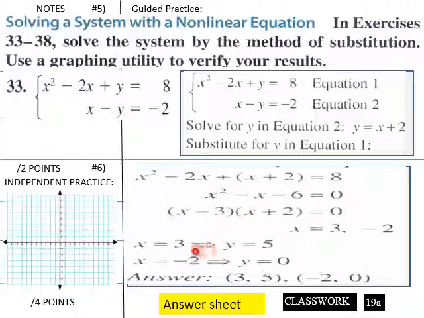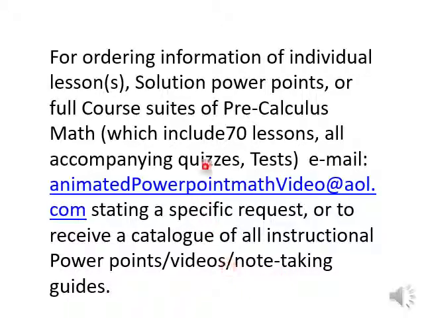And so when x equals 3, y equals 5. And then when x equals negative 2, y equals 0. We put that back into originals up here. So our answer here is 3, 5, and then negative 2, 0. And so you should check that graphing. And that's section 7.1, part 1, systems of equations for pre-calculus math.